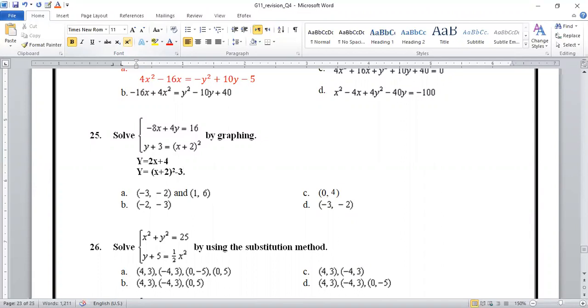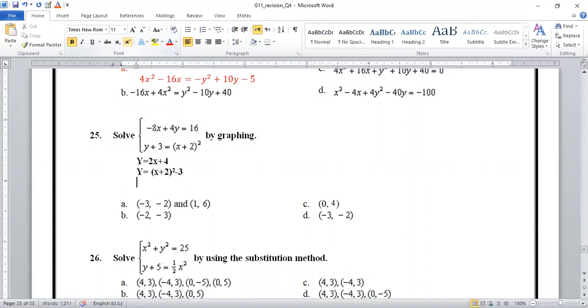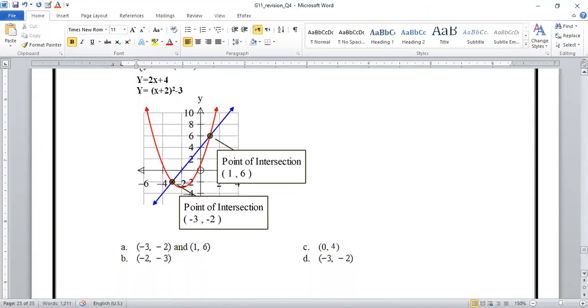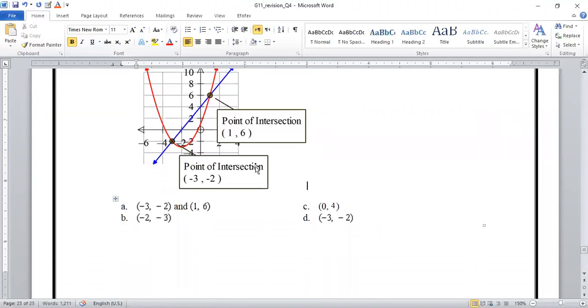Then graph the two equations as shown in the figure. The points of intersection are the solution. The first point is (1, 6), the second point is (-3, -2). So the solution is number A.